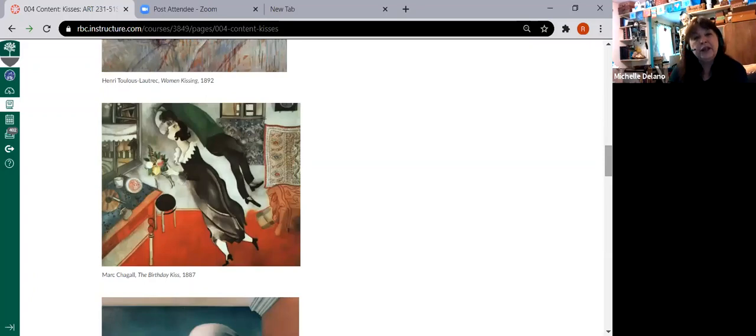Chagall believed that we were rational and logical all the time, and that art was a place to escape and have a dreamlike experience, that art gave you a place to be dreamy. So he was painting in his studio one day, and this woman who appears in this painting, The Birthday Kiss, had been modeling for him, his girlfriend. And when you model, you have to sit very still, and you don't move your eyes, and your shoulders hurt.